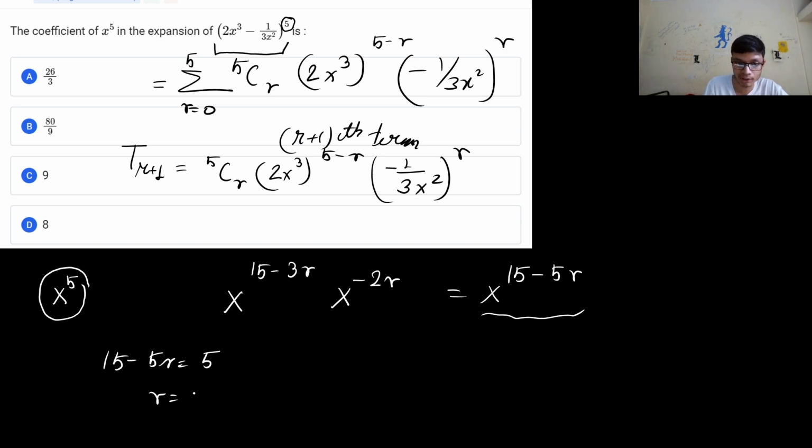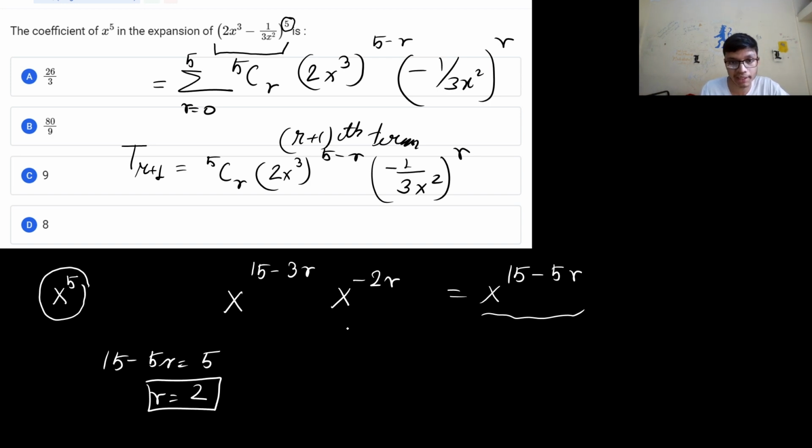तो यहाँ से मुझे r का वैल्यू 2 मिलेगा, ठीक है? So if I take 5 on this side, it will be 10 is equal to 5r, so r का वैल्यू मुझे 2 मिल जाएगा. That means the third term of this particular binomial expansion is basically the term which represents the coefficient which will have a variable x की power 5.